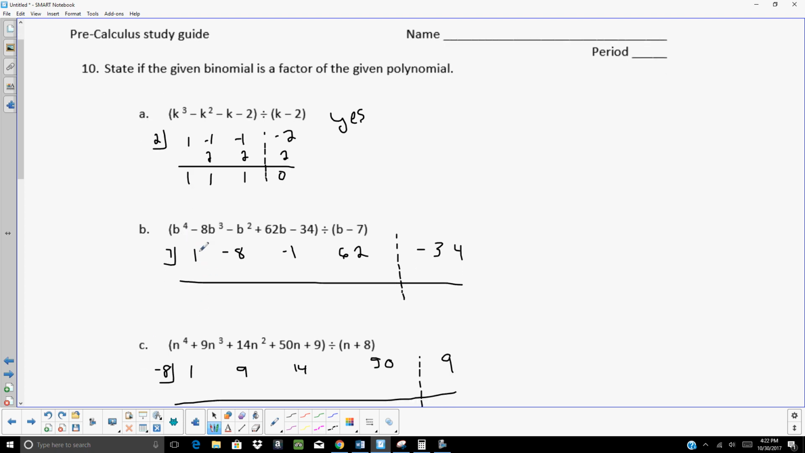I've already got it set up. My coefficients are 1, negative 8, negative 1, 62, and negative 34. So bring it down, multiply, add, multiply, add, multiply now, add. Well, I'm not going to finish that, because I can already tell that would be a no.